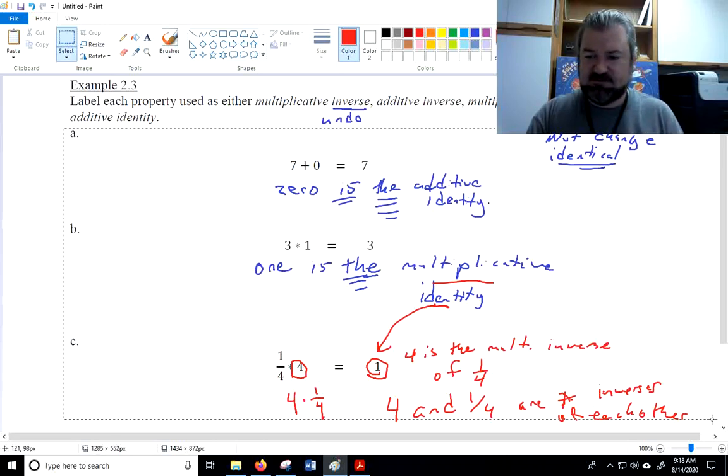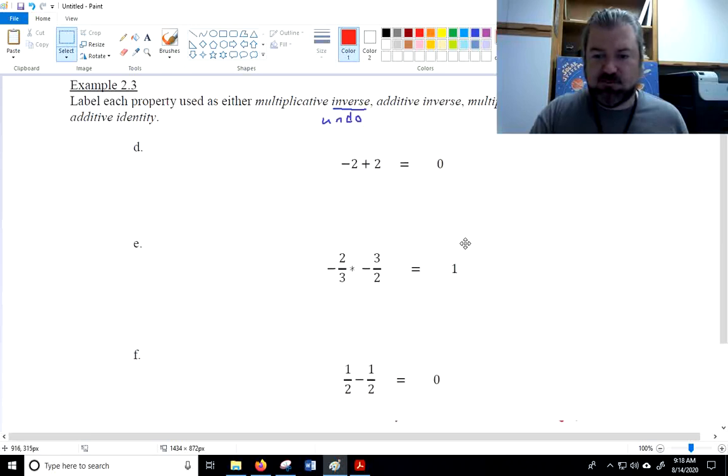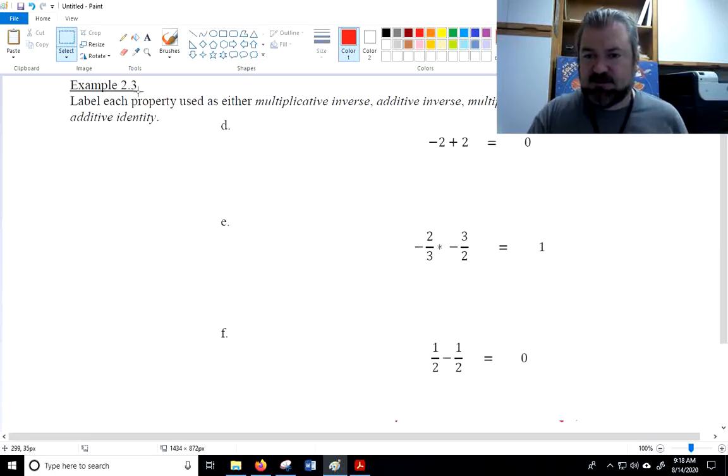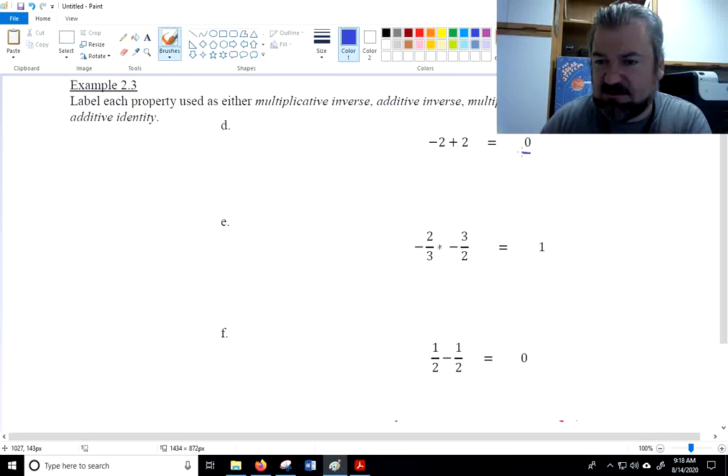Here, I'll leave the instructions there for us. Okay, so what next? -2 plus 2 equals 0. All right, so hopefully you recognize that 0 is the additive identity, right? And these two things added together result in it. So -2 and 2 are additive inverses.